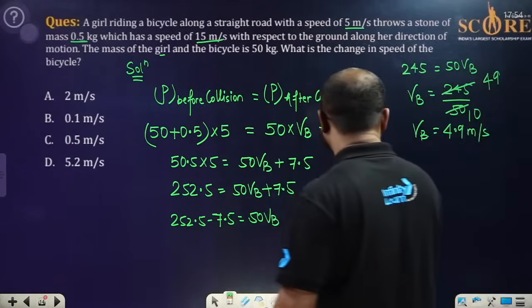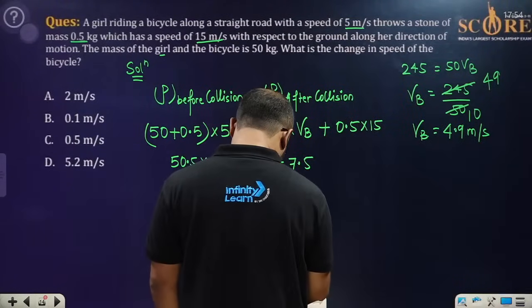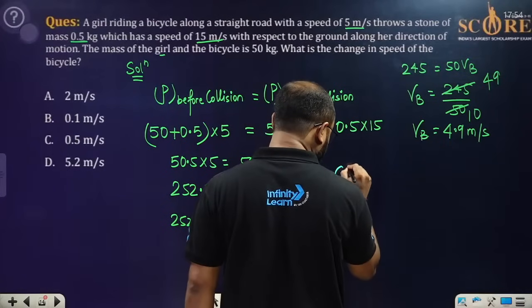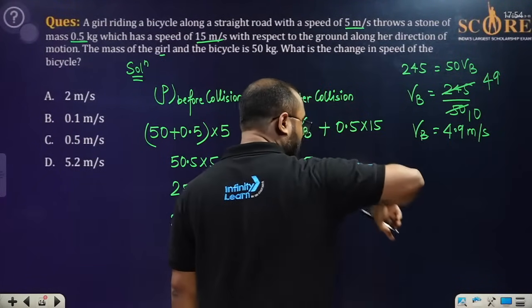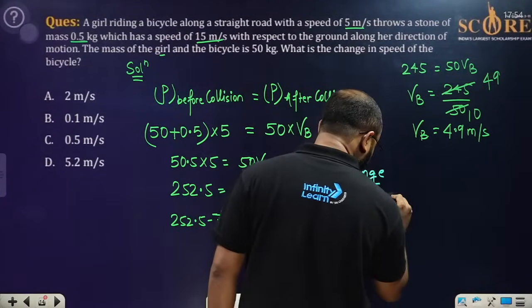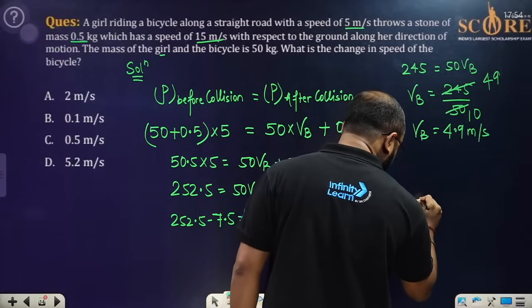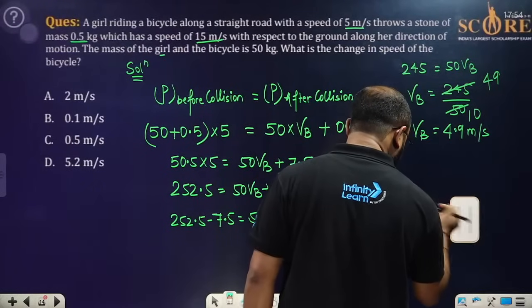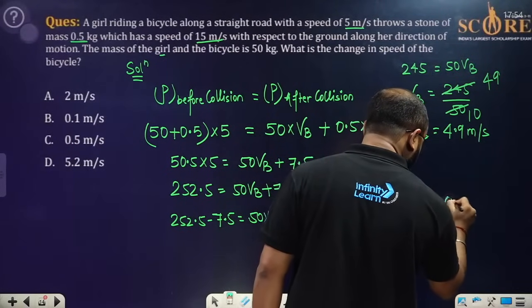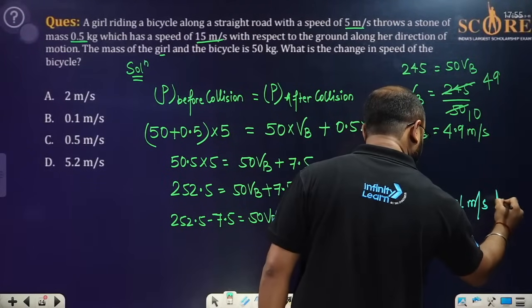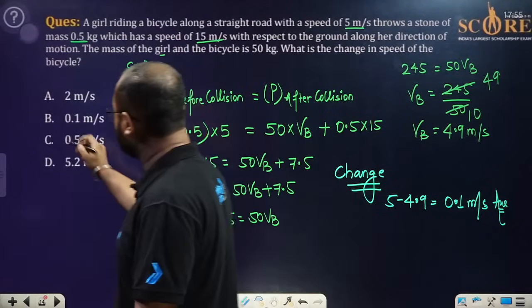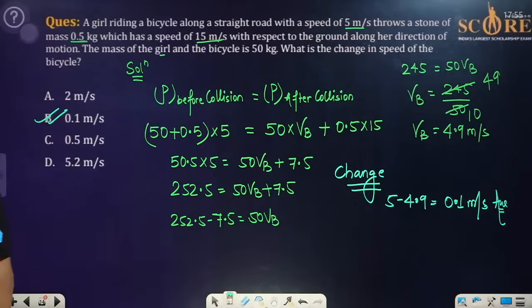But we have to find out the change, people. Change means subtraction. What was the actual one? The actual one was 5 minus 4.9, which equals 0.1 meter per second. That will be your answer. That is 0.1, option B. I hope it is clear to all people. This is how you can solve this.